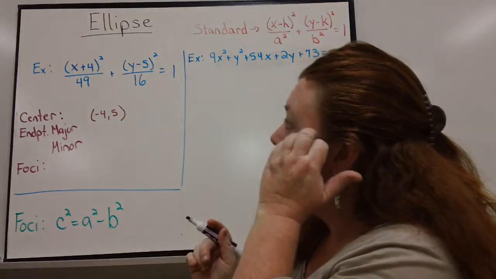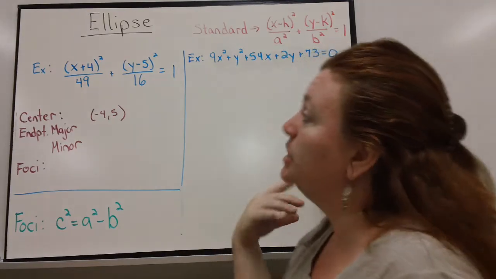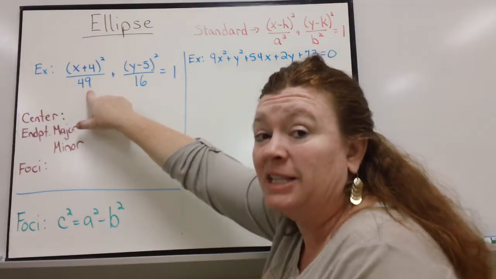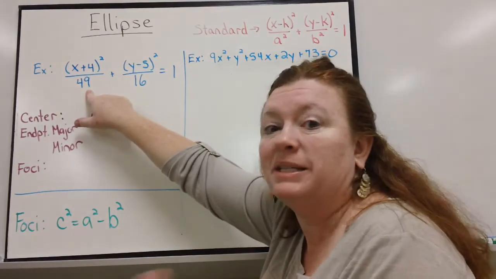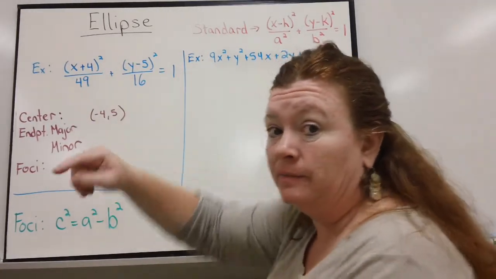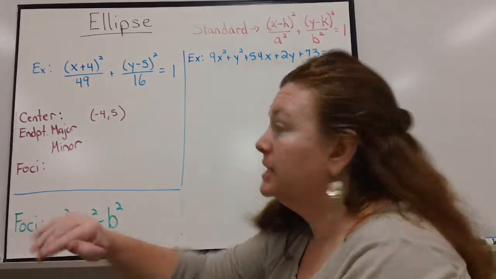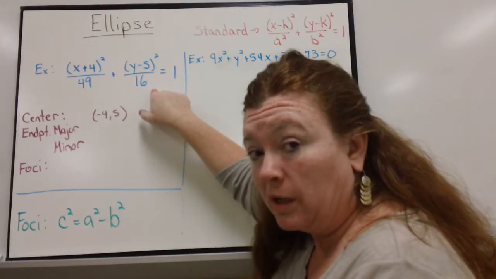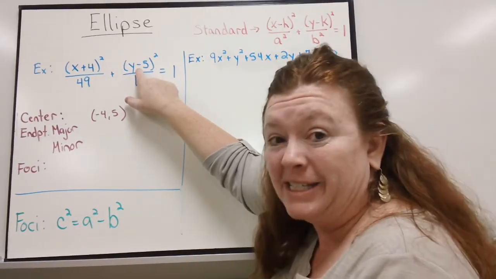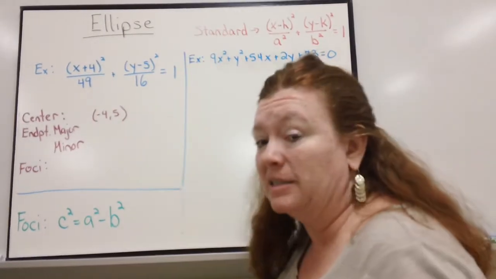Now, I want the endpoints of the major and minor axis. As I just mentioned, the square root of this number, this is a², so the square root would be 7. So I'm going to move 7 along the x, left and right, to get to the endpoints of my horizontal axis. I'm going to move 4, the square root of 16, up and down along the y to get the endpoints of my vertical axis.